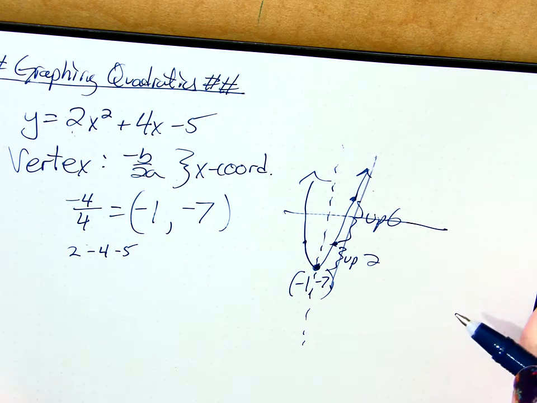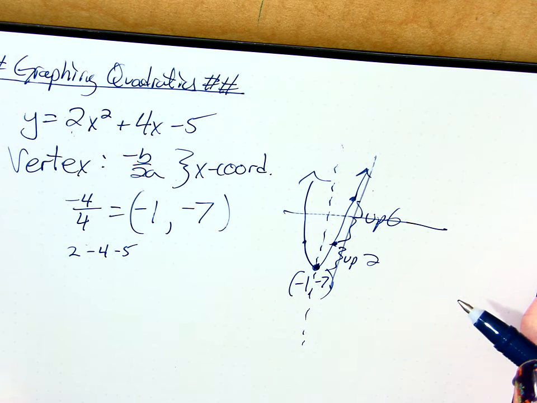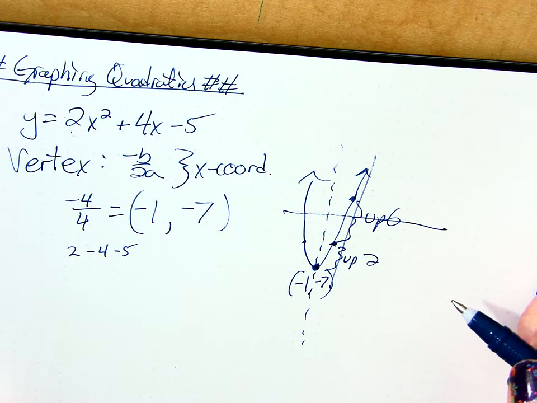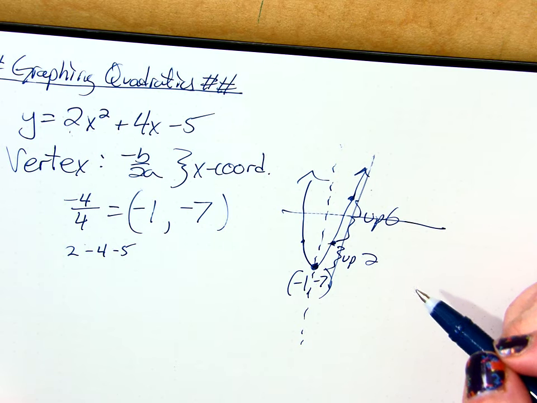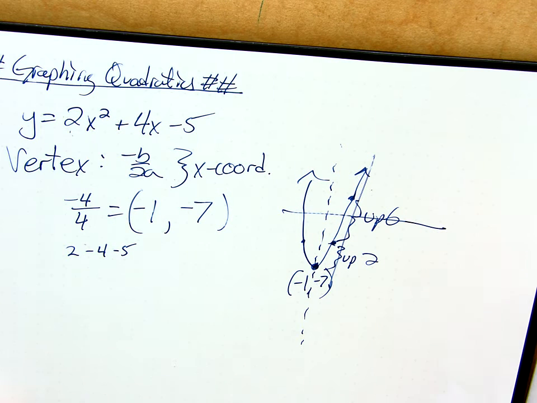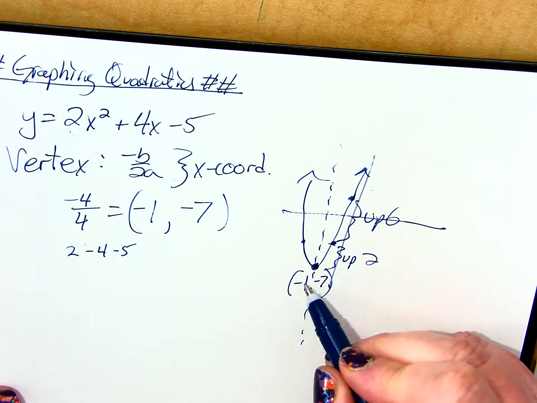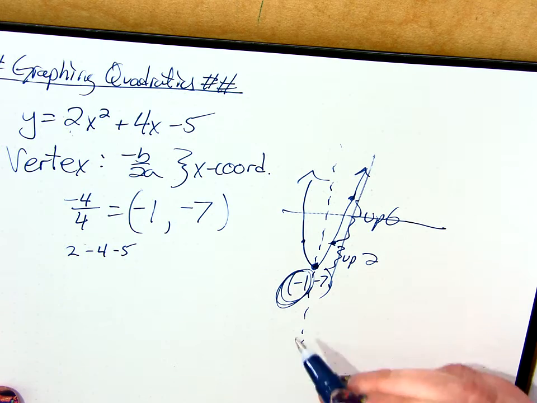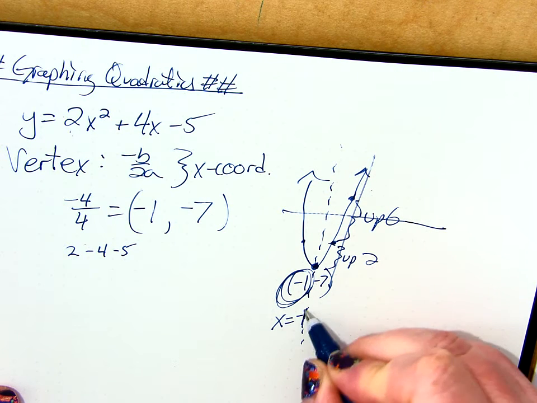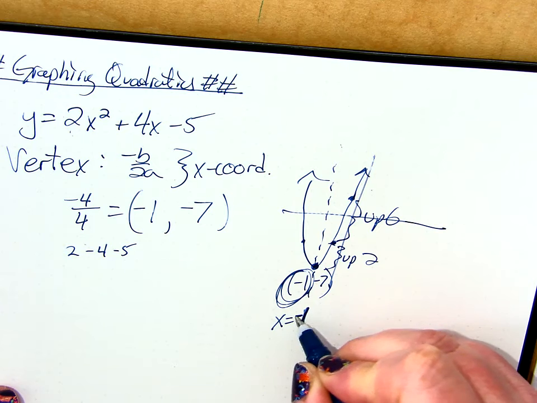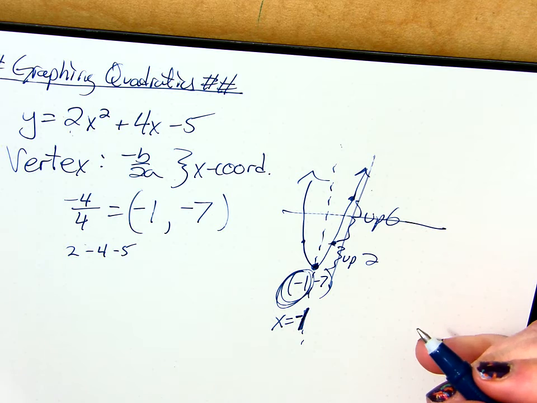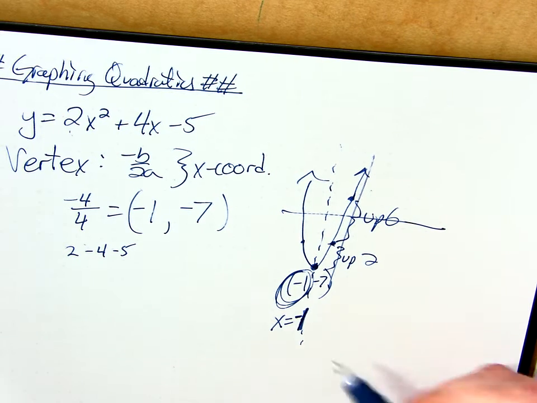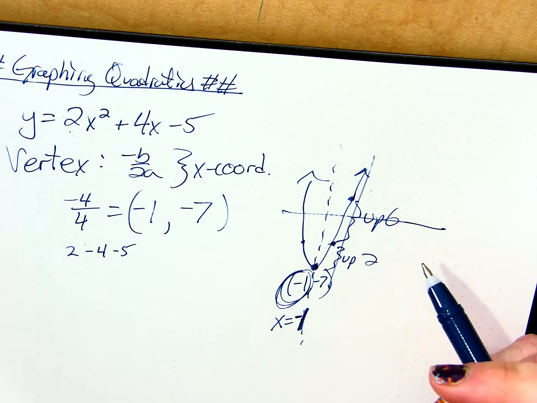By the way, what is the equation of the axis of symmetry? It is x equals what for the axis of symmetry? Yeah, it's just whatever the x-coordinate of the vertex is. That would be a good question that they might ask you, to give the equation of the axis of symmetry. It's always just x equals whatever the x-coordinate of the vertex is. Always.